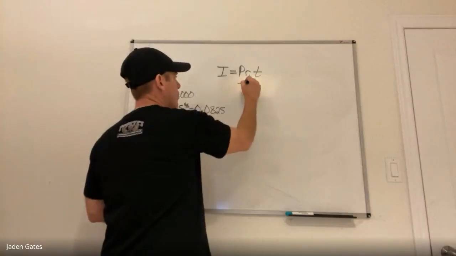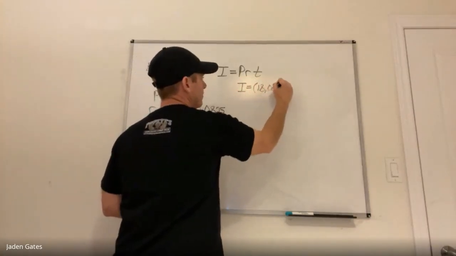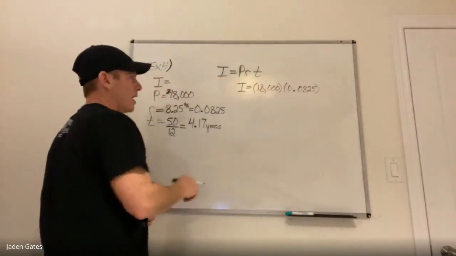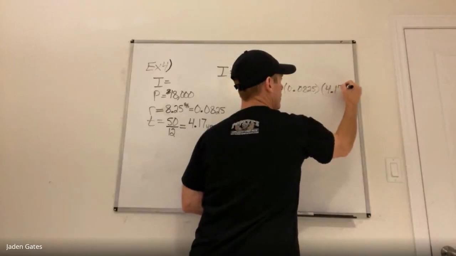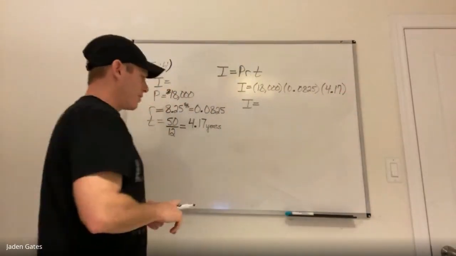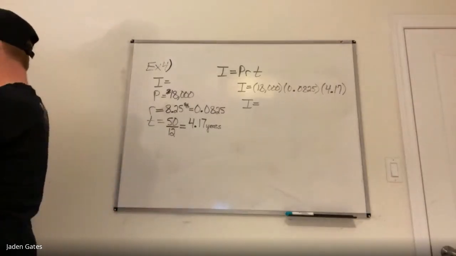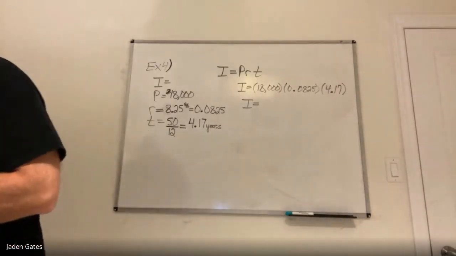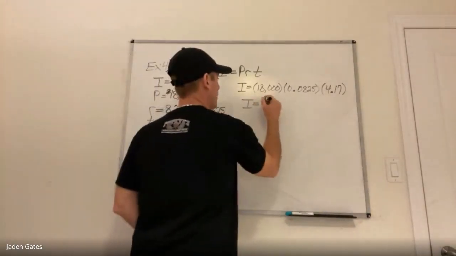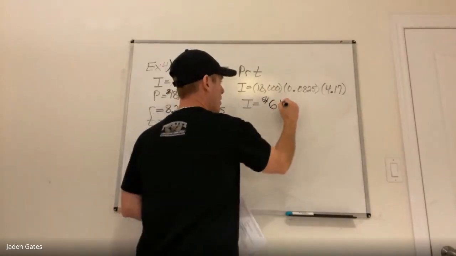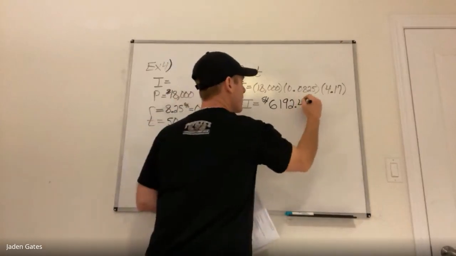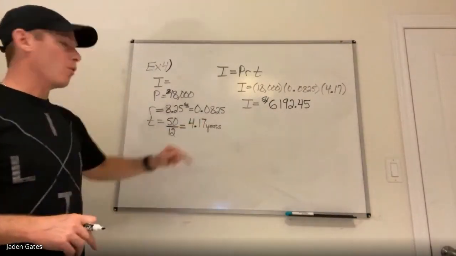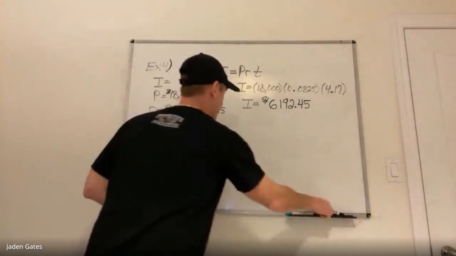All right, so just like I did last time, I'm going to sub in my values. So I have 18,000 times my interest rate, which is 0.0825. And then again, times my time, which is 4.17. All right. And the interest, I multiply those 3 numbers. And let's see, what do we get? Whoa, she is going to have to pay. Oh, this is going to be depressing for some of you. $6,192.45. So that's on top of the $18,000. So that's how much interest is accumulated in just 4.17 years. All right. A lot of money.